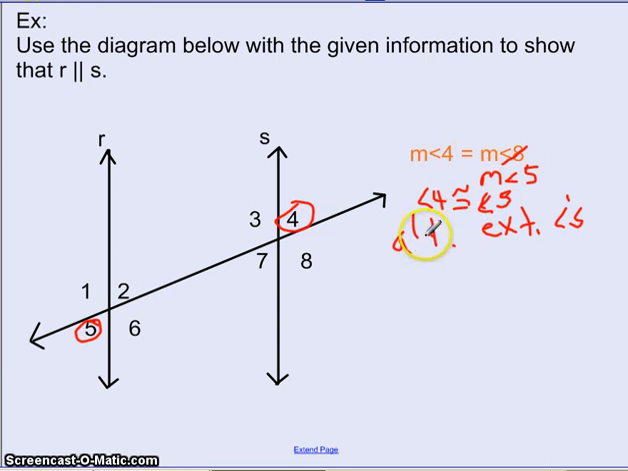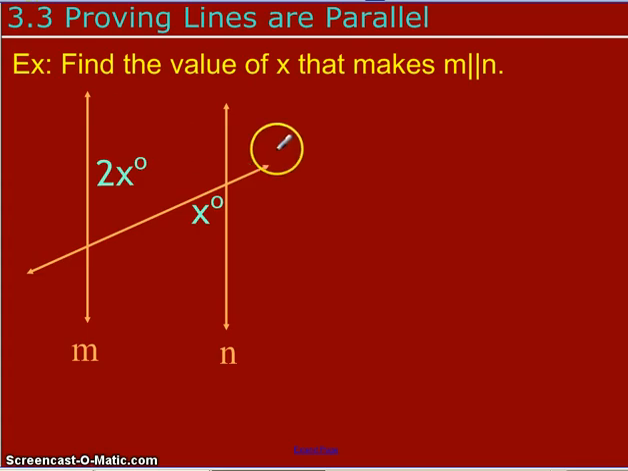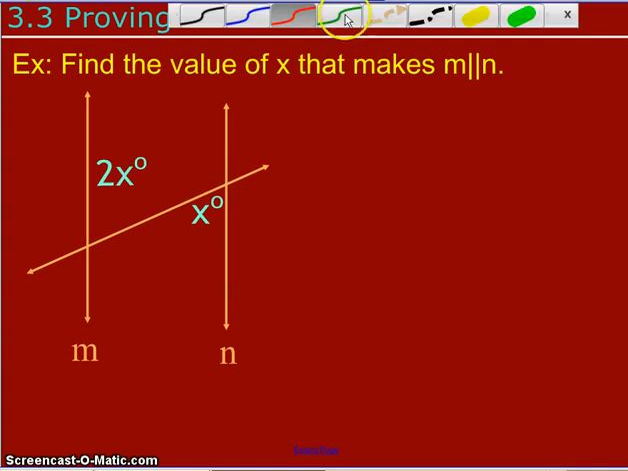And then by the converse of the alternate exterior angles theorem, line R would have to be parallel to line S. So that's how we'd use that diagram, that information, to show that those two lines are parallel. And again, they're going to make the same type of questions that they did before on finding an X value, so that it makes the two lines parallel.